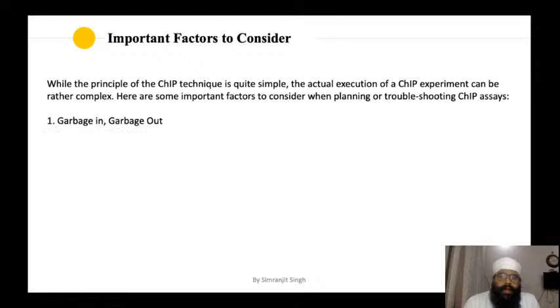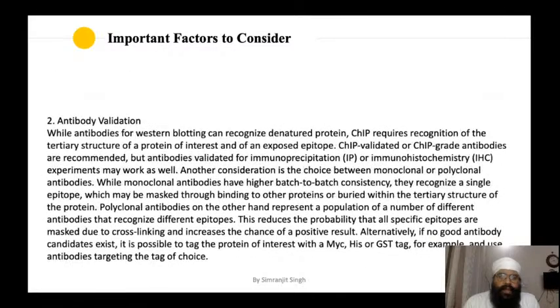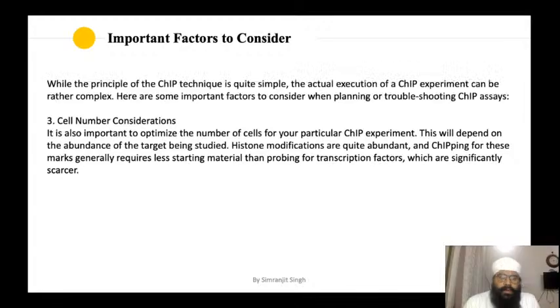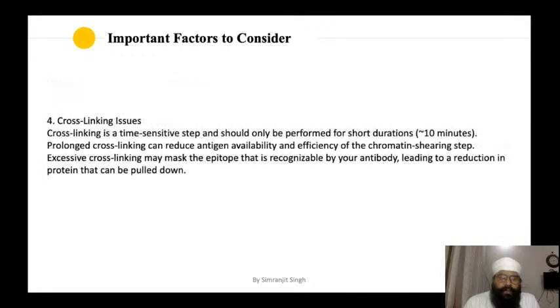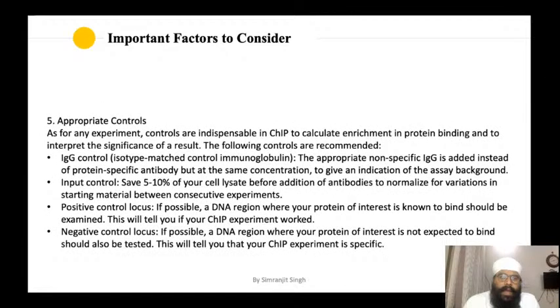So some factors that have to be taken care of while doing ChIP are antibody validation, garbage in, garbage out, and further cell number considerations, cross-linking issues and appropriate controls. So these are the foremost, most important things.